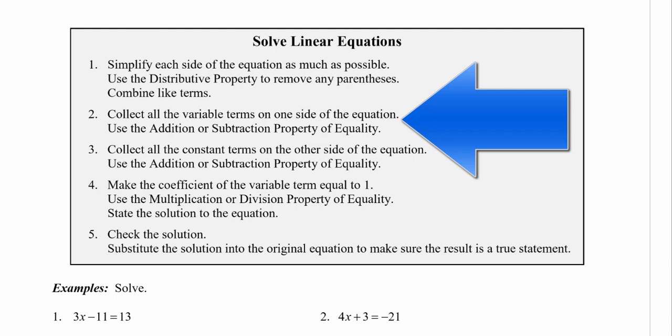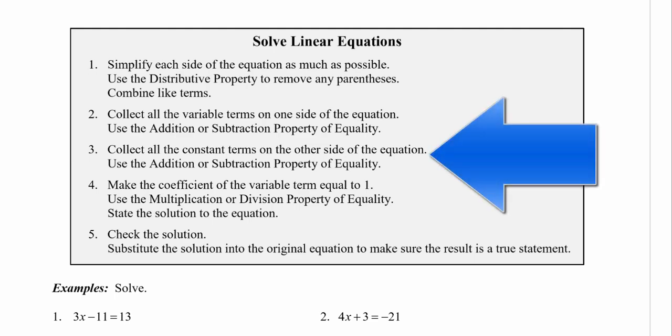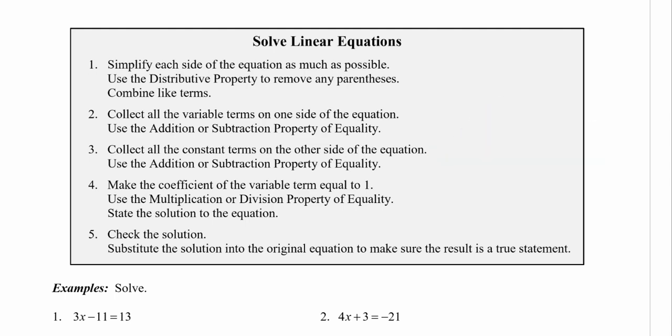You will usually be using an addition or subtraction property to get the x variables, or all the variable terms, on one side of the equation. You're also going to then collect all the constant terms, so all the terms, the numbers, that do not have a variable, to the other side of the equation, again by using the addition or subtraction property.